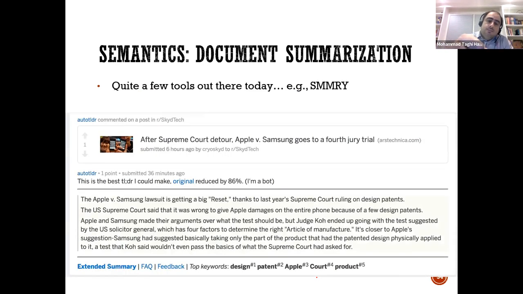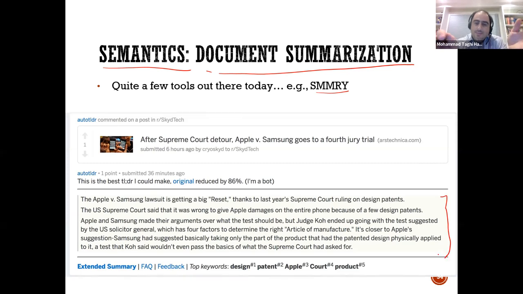Another very important application of semantics is document summarization. That's also very important. A good example is a summary, but there are some other ones that exist. And this is very important because nowadays there are tons of news or texts that are generated and we don't have time to read all of them. It is very important that a machine can go and read them and then bring some summary for us such that we can get some ideas out of it.